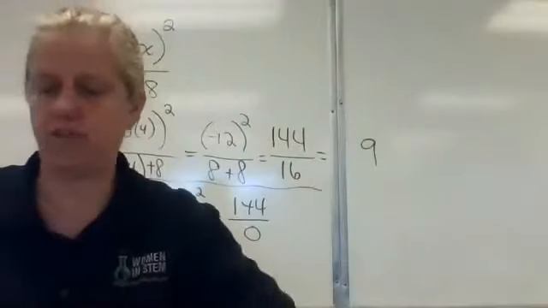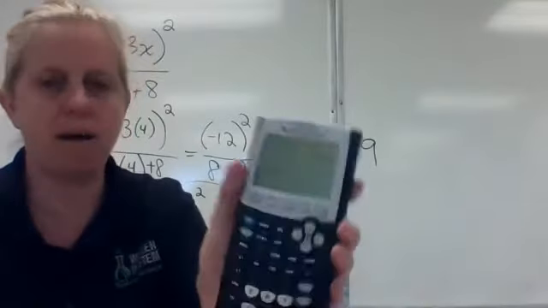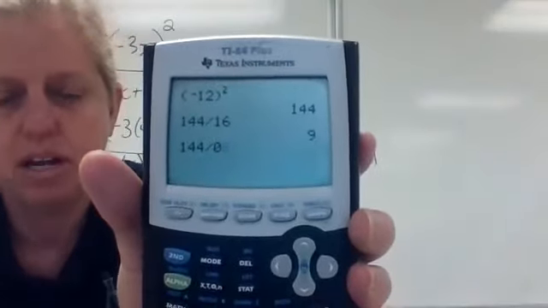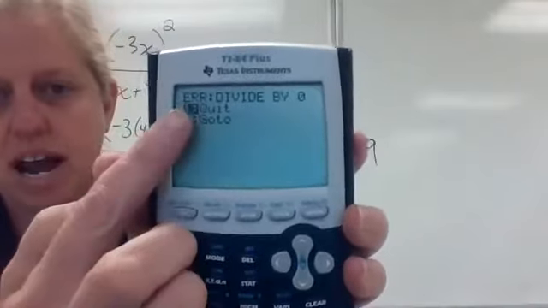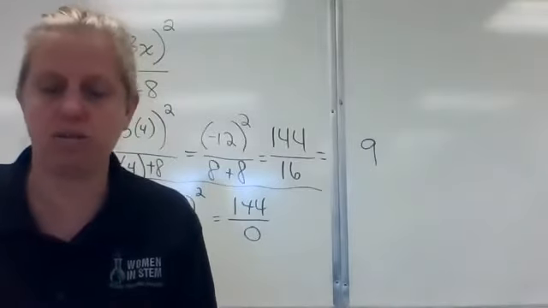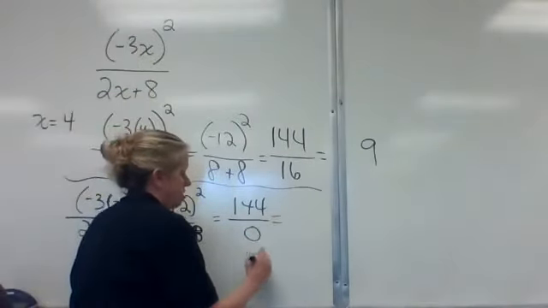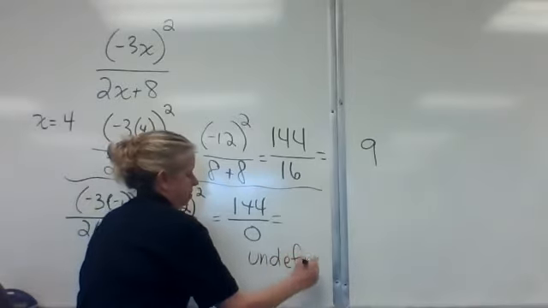That's what it's called, because if you tried to put that in your calculator, 144 divided by 0, look what it's going to tell you. Error, divide by 0. That's the error, is you can't divide by 0. So that's why this one, if you end up with a 0 in your denominator, it is undefined.